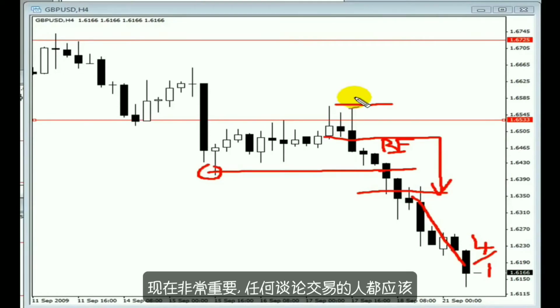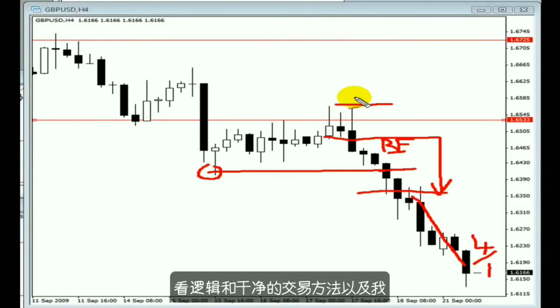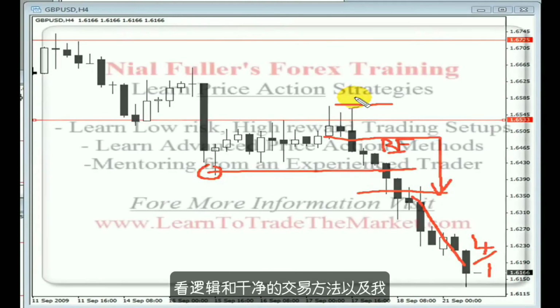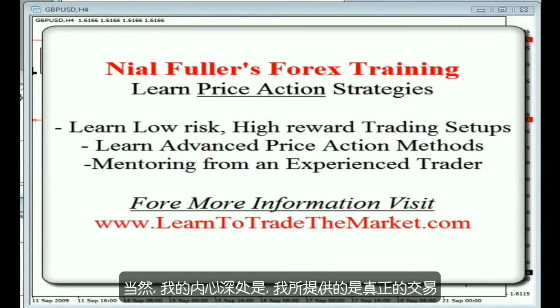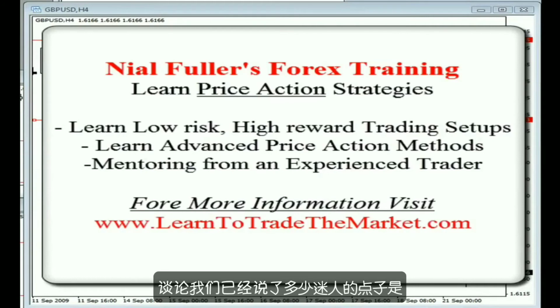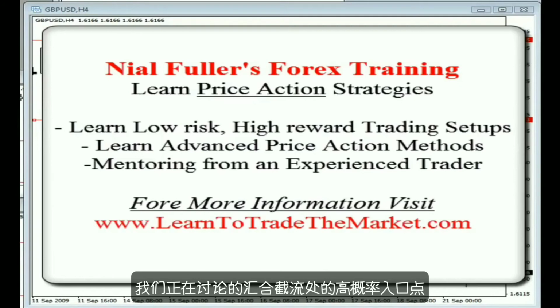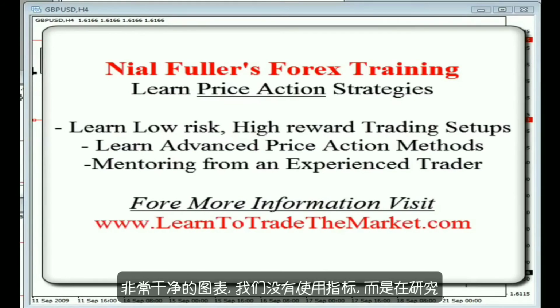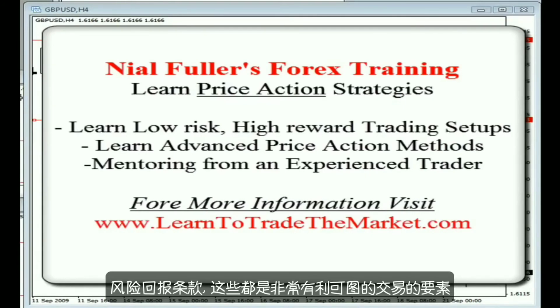Now anyone that talks about trading certainly should be looking at logical and clean trading approaches. And something that I certainly hold close to my heart is that what I offer is a genuine trading approach. There's no smoke and mirrors here. There's no indicators. We're not talking about how many glamorous pips we've made. What we're talking about is high probability entry points at confluent intercepts. We're talking about very clean charts, we're not using indicators, we're looking at things in terms of risk reward, and these are all the elements of a very lucrative trading plan.